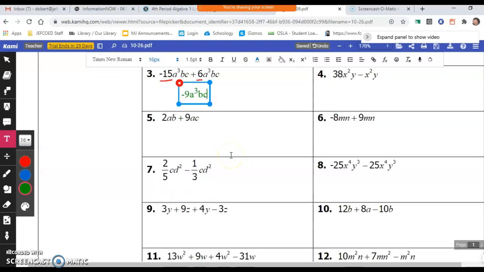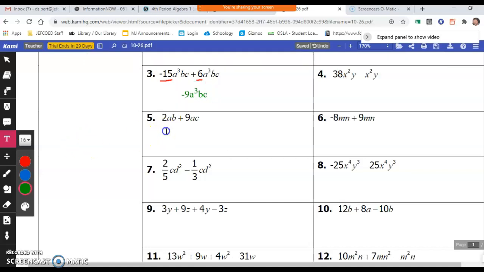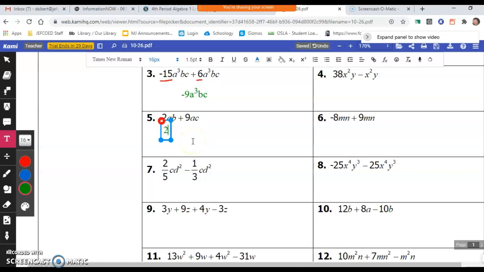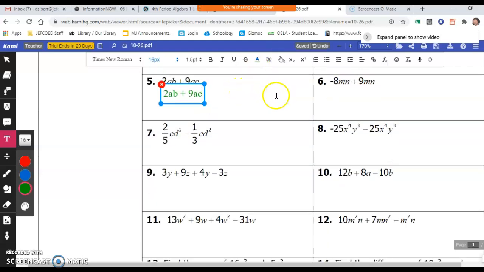All right, looking at 5. We've got 2AB plus 9AC. Looking at these two monomials, are they like terms? No, they're not. They're not exactly alike. So when we simplify these, it's going to be 2AB plus 9AC. We leave them just like they are. That's simple. If they're not alike, you can't combine them.